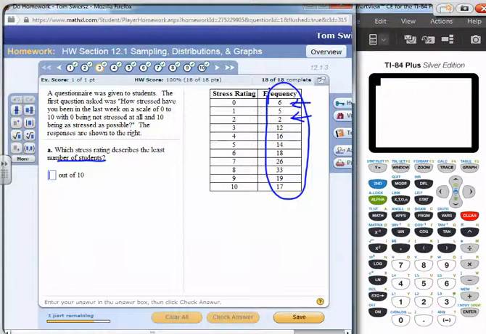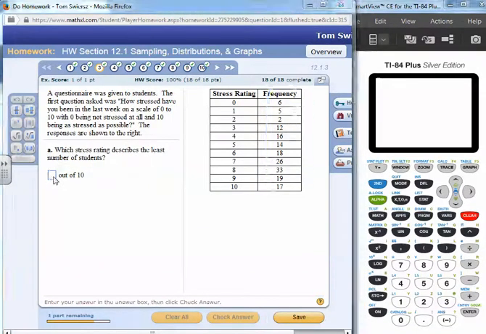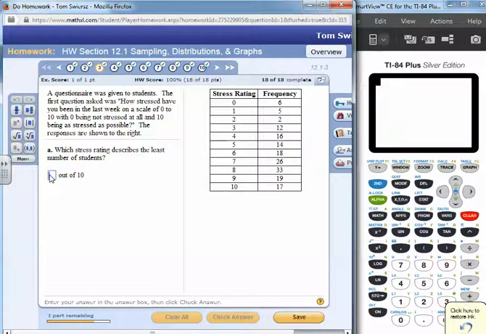So then which stress rating? Okay, the stress rating is actually a 2 also. So it's a 2 out of 10. You have to answer the first part with the stress rating. So again, your first part is the stress rating. You're looking at the lowest frequency, but then you're answering with the stress rating. In this case, they're both 2 for my answer. For your answer, it might be different.